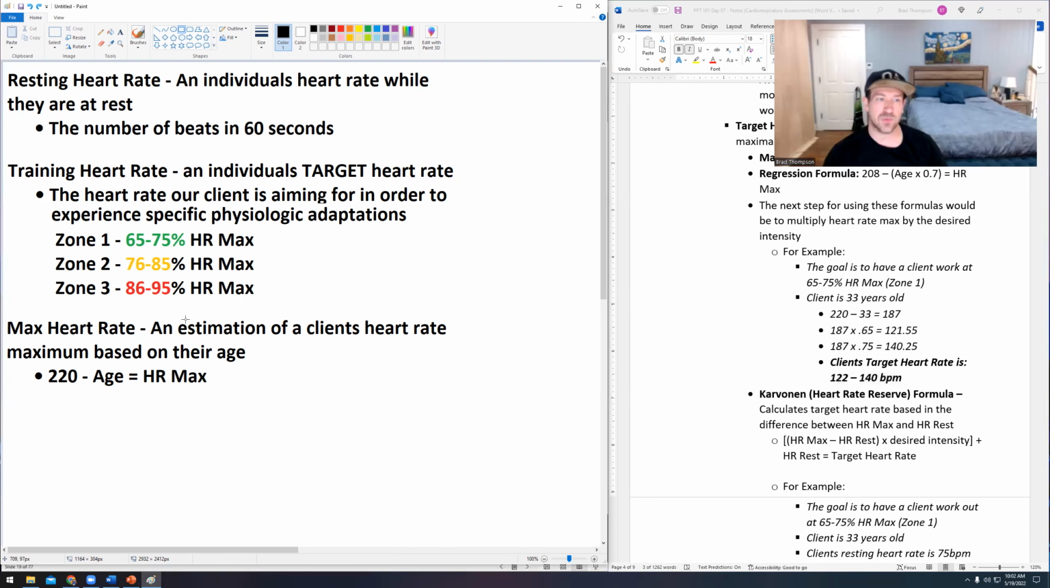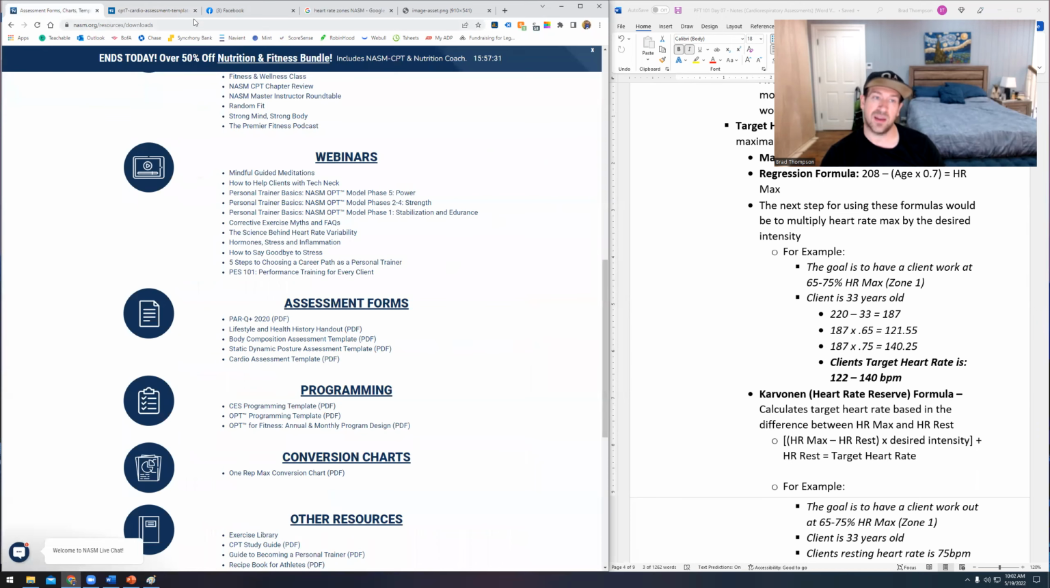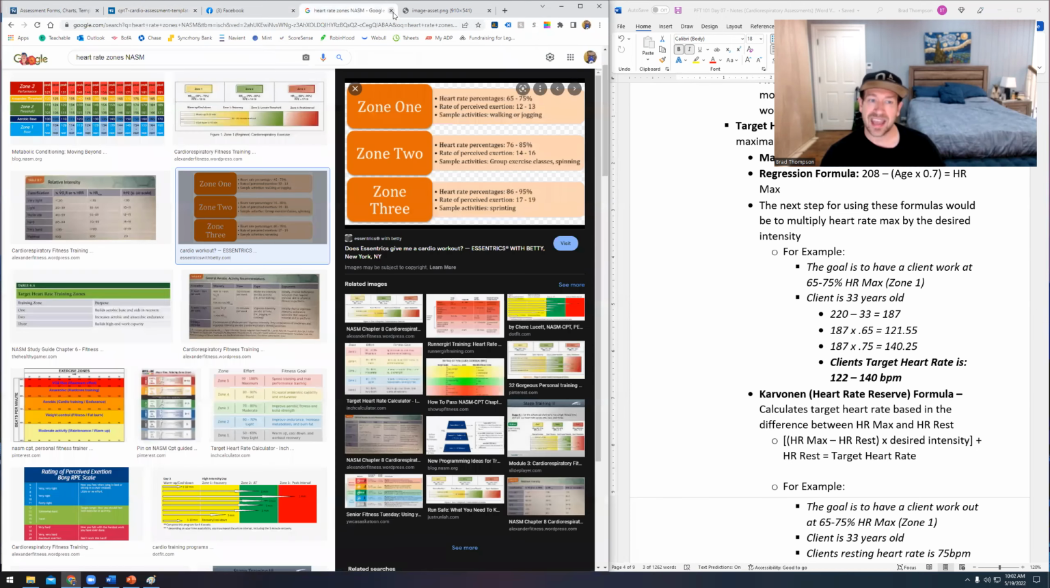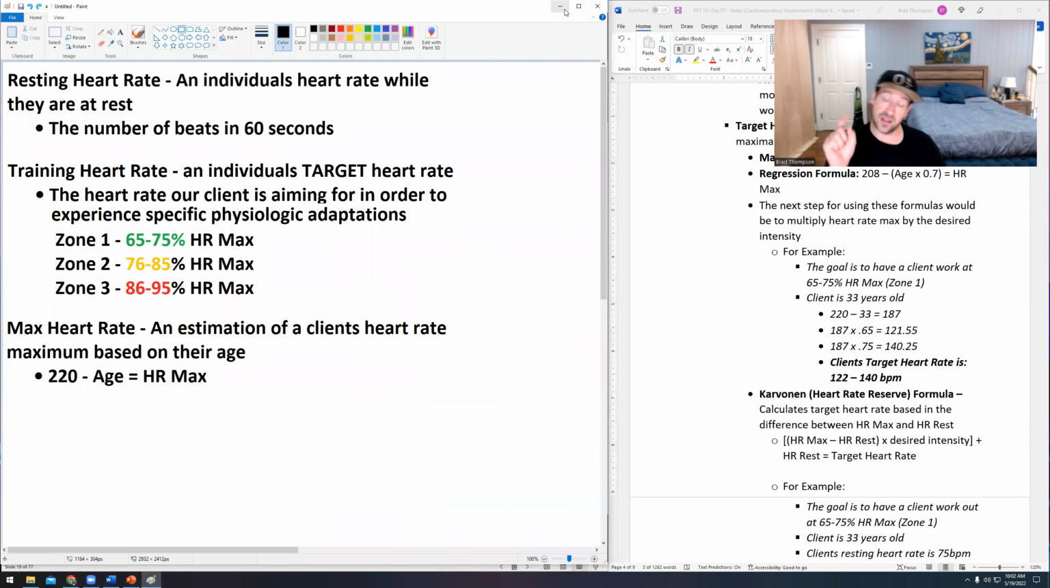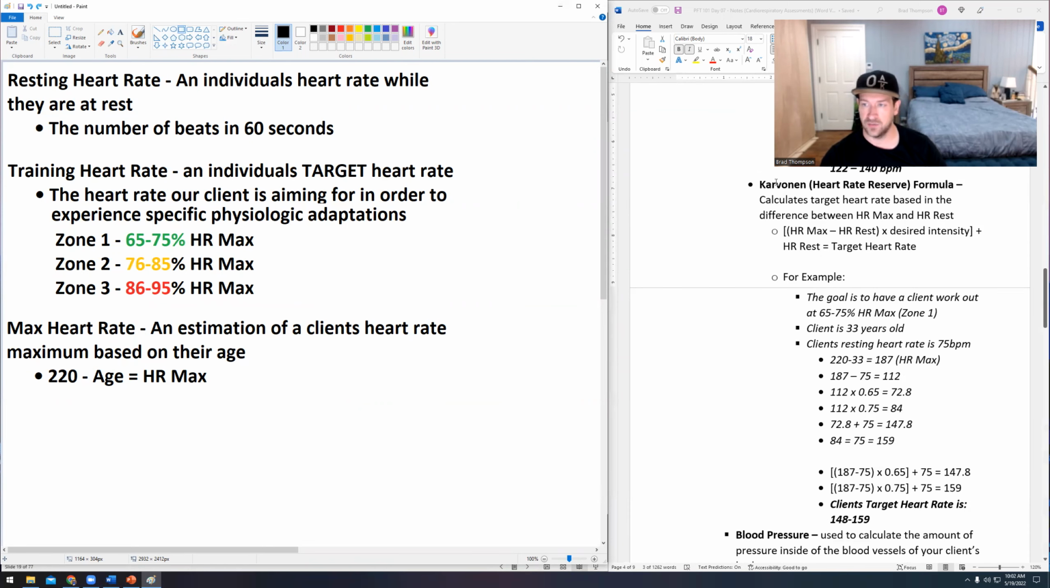Well, that's where we come back to this idea of the resting heart rate. So let's take a look back at our assessment sheet here that I have pulled up. If we gathered our client's resting heart rate and our client's heart rate max, by doing a little bit of fancy math, now I can estimate what my client's target heart rate zones are. And I can take into account their individual fitness level by looking at their resting heart rate. And the way that we do that is through what's called the Karvonen formula.